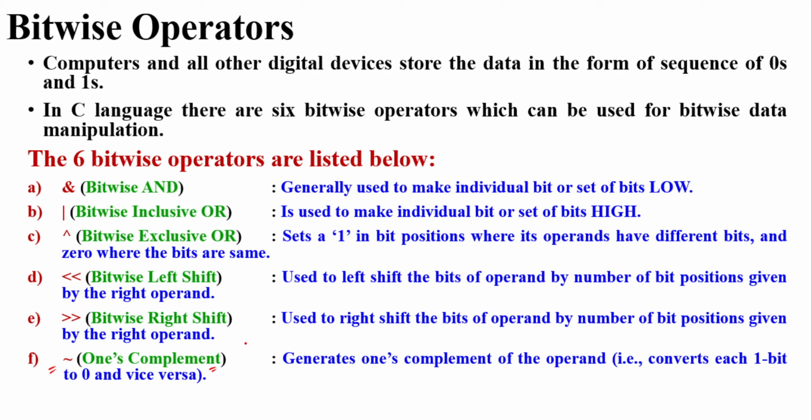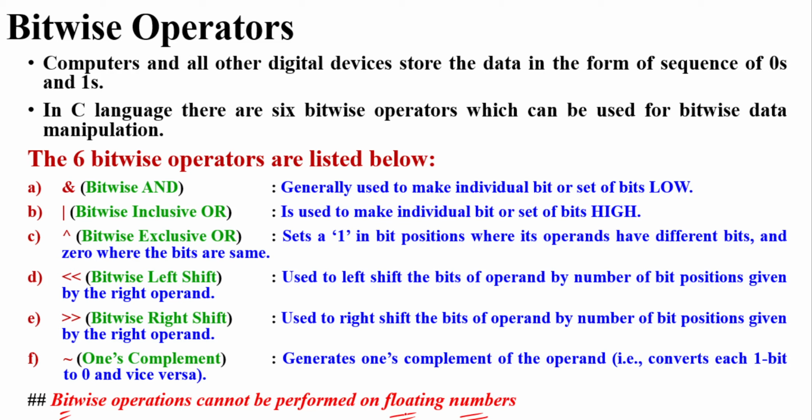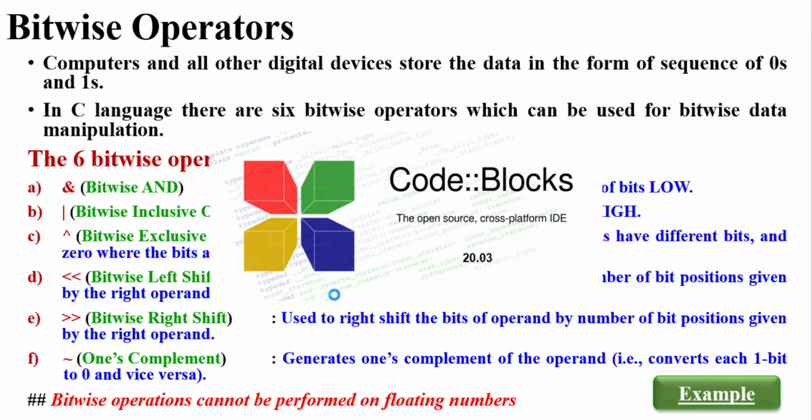One thing that you must remember using bitwise operation is that we cannot perform bitwise operation on floating numbers. So floating numbers cannot be used for bitwise operation. This is one important concept to remember. So let us go through a simple example and try to understand how to write a program which can accommodate all these 6 operations, and we can see how these 6 operations actually manipulate or change the data.